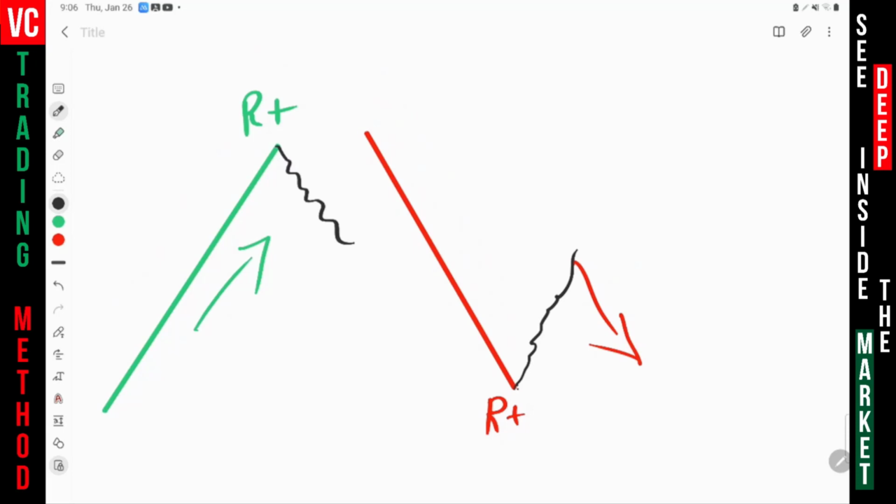So if we have positive results, it means price is more likely to continue its direction. If the wave is positive, it's going to continue on the positive side. If the wave is negative, it's going to happen on the negative side. So positive means the price will continue its direction. Is it clear? Yes, sir. Yes.